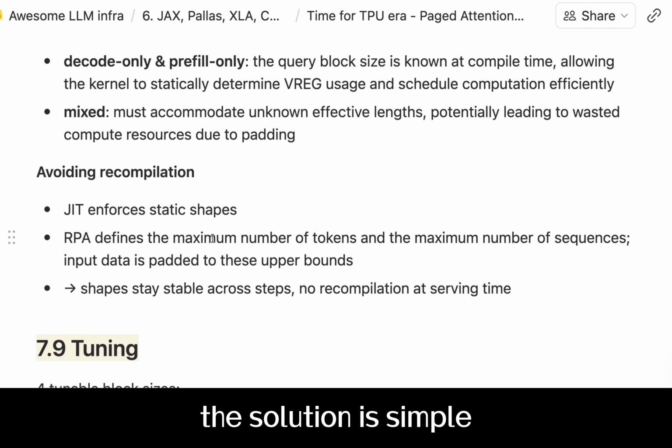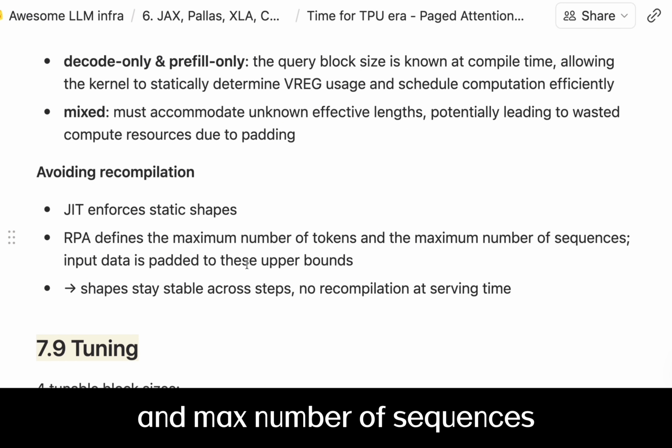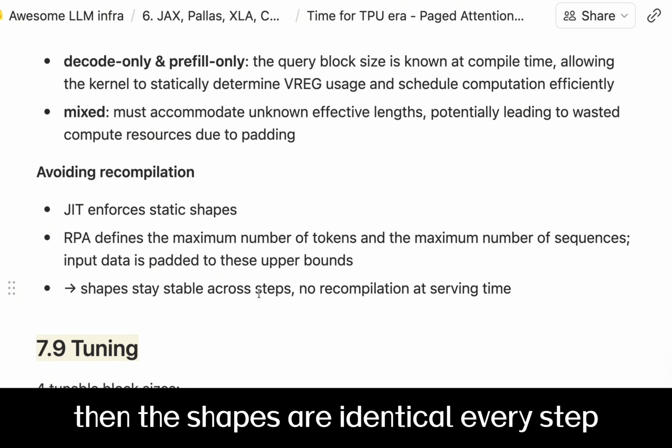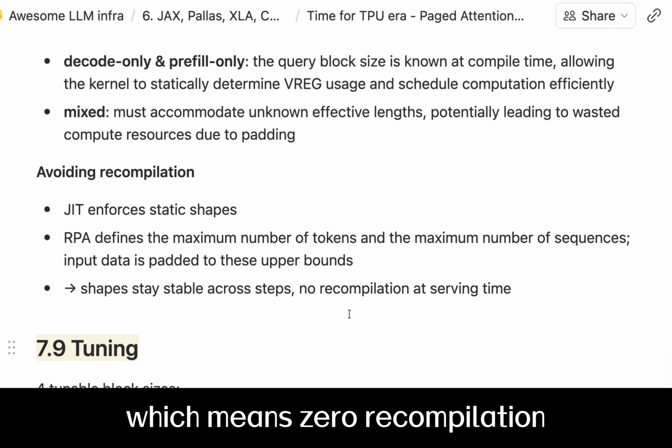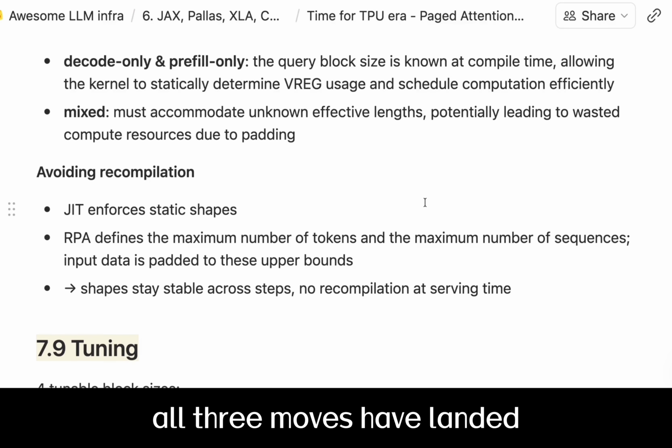The solution is simple. We set upper bounds. RPA fixes max number of tokens and max number of sequences, and pads every input to those caps. Then the shapes are identical every step, which means 0 recompilation while serving. And with that, all 3 moves have landed.